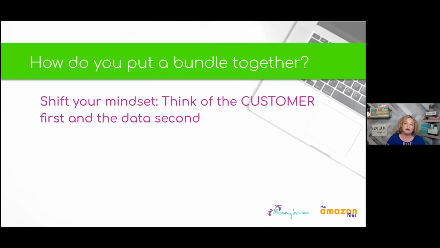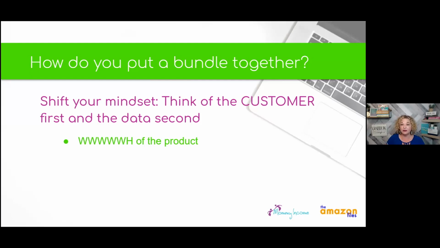Think of the customer first and the data second. This is how you start bundling. You have to shift your mindset from how much money and profit am I going to make on this item, how fast is it going to sell, what's the best-selling rank, and how many people are offering it, to what does the customer want and need? Who, what, when, where, why, and how of your bundle is super important. You need to know who's going to buy it, where they're going to use it, how they're going to use it. Is it a gift?